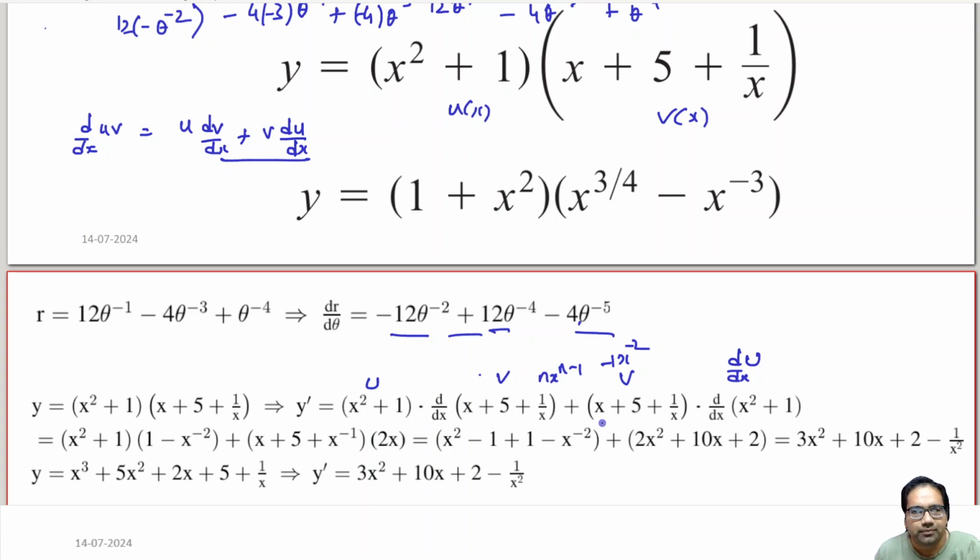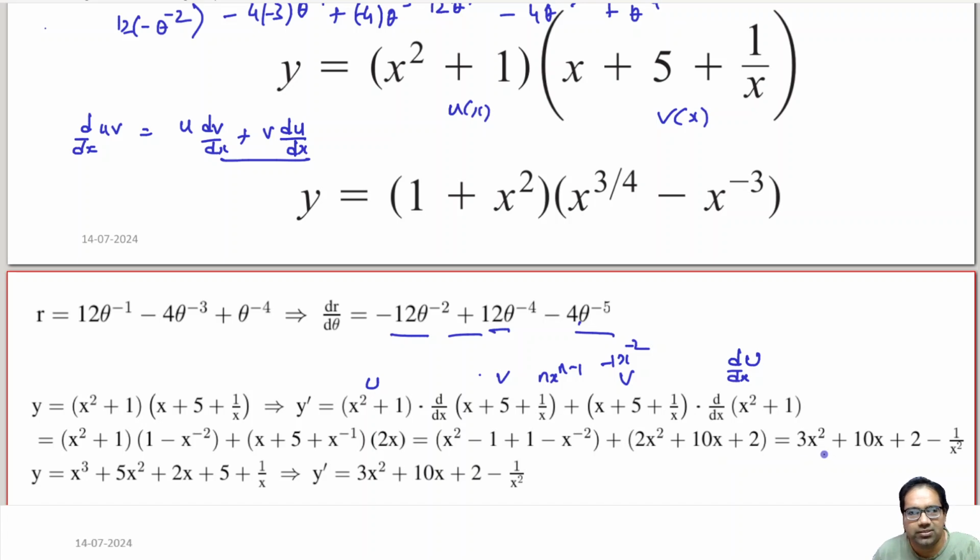Now, x plus 5 plus 1 by x, that is x plus 5 plus x power minus 1, times d by dx of x square plus 1, which is 2x, because d by dx of the constant 1 is 0. Now if we simplify: x square into minus 1 by x square is minus 1, plus 1 into minus 1 by x square, and 2x into x is 2x square, plus 2x into 5 is 10x, plus 2x into 1 by x, which is 2.